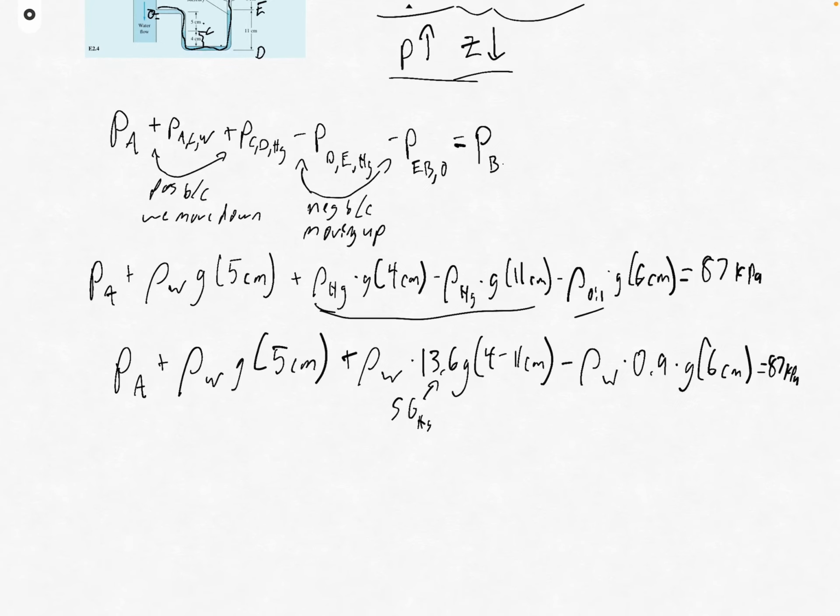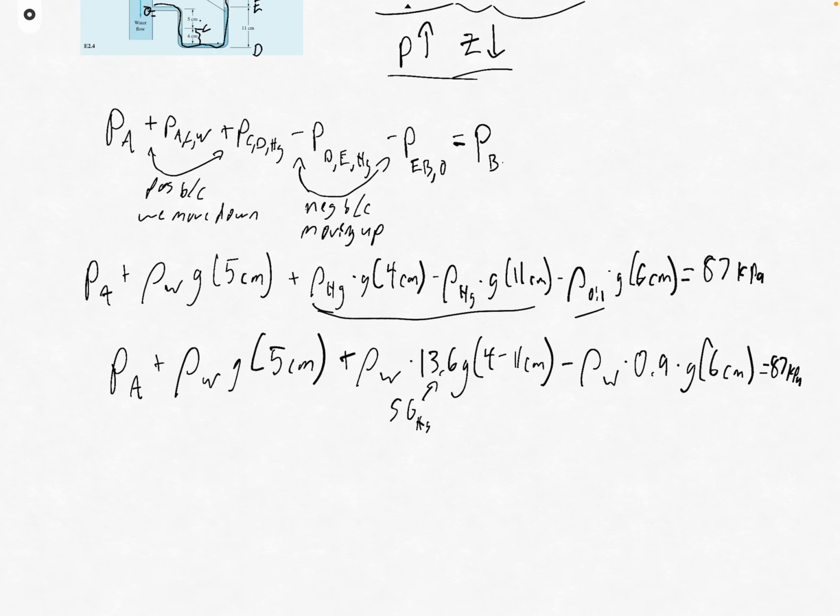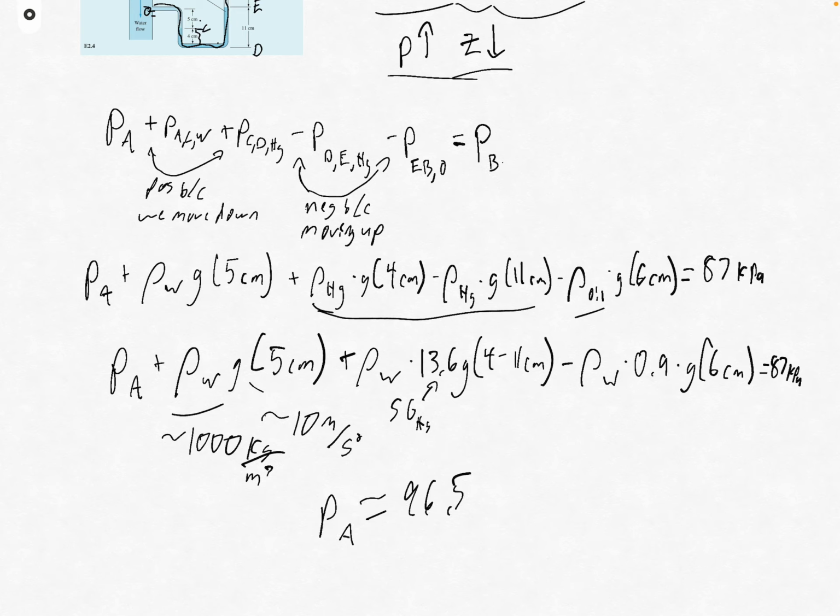And now we can go ahead and evaluate all of this. Just to get an approximate answer, if we plug in a density of water of about 1,000 kilograms per meter cubed, and G, just ballpark, about 10 meters per second squared, we can plug this all in and get PA about equal to 96.5 kPa, which ends up pretty close to the answer that your book gets using these approximate values.